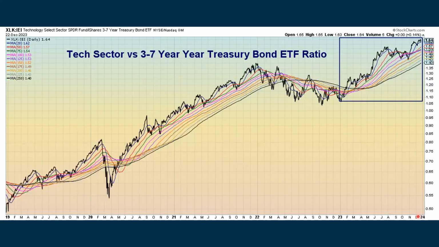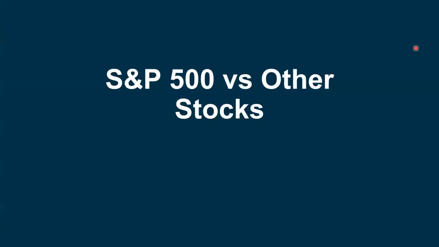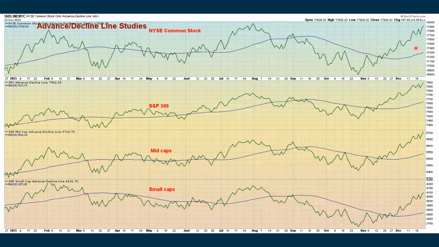We look at the tech sector and compare it with 3 to 7 year bonds, showing that the tech sector is outperforming. Then we look at the S&P and some other stocks. I show this in every daily video, but I like to go through it here since it goes across multiple markets. This is the advanced decline line studies. The top area is the common stock for the NYSE. That's in a solid uptrend, as is the S&P, mid caps, and small caps.